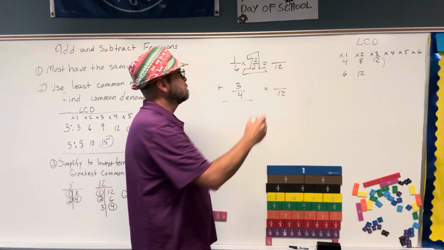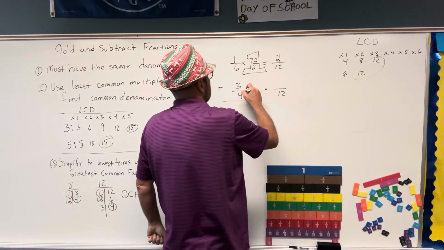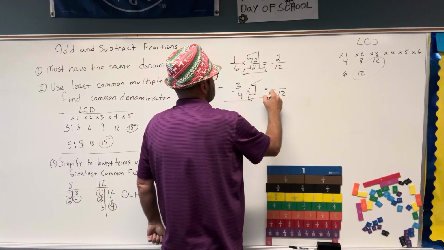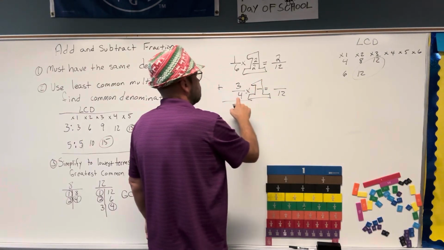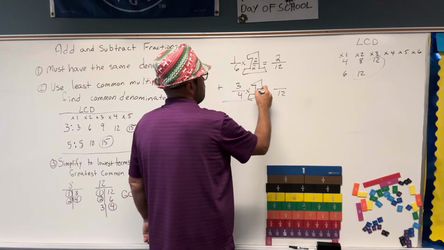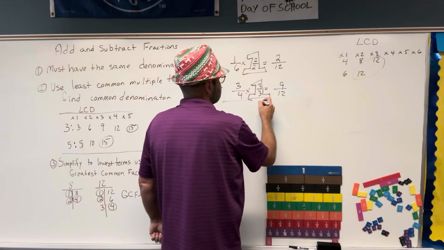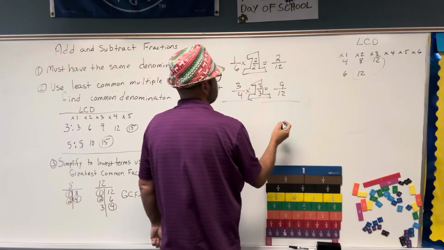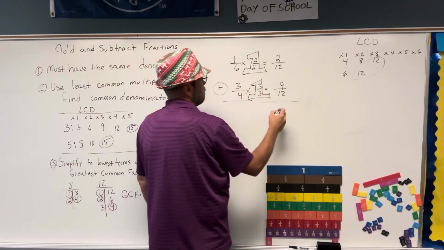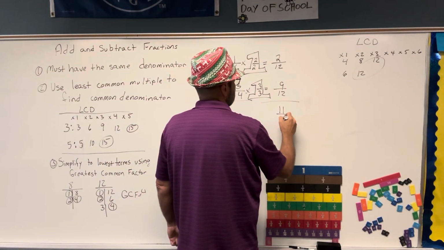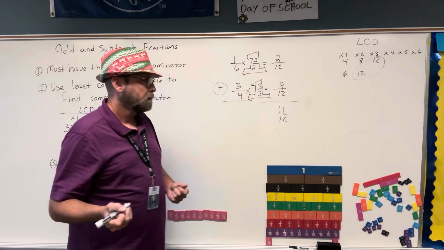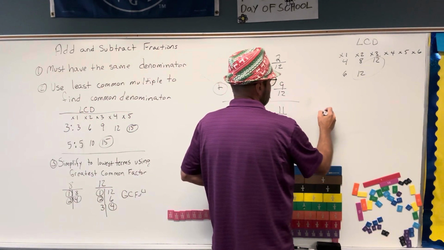1 times 2 is 2. I need this one to be multiplied by something that equals 1. 4 times what is 12? 3. 3 times 3 is 9. 2/12 plus 9/12 is 11/12. I want to see if I can simplify it.